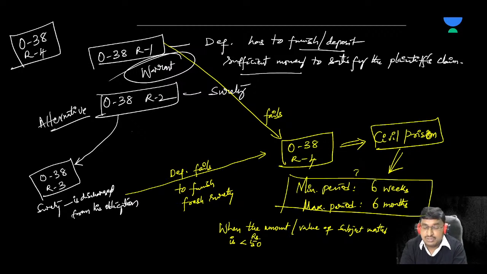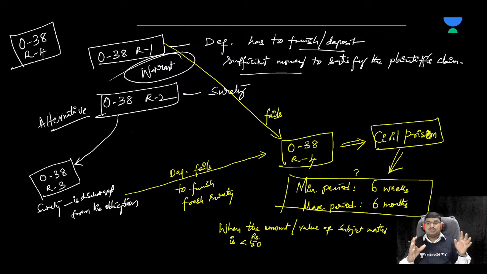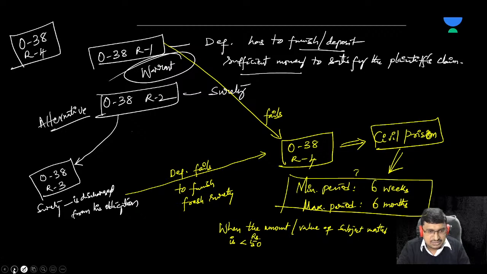Therefore, Order 38 Rule 1 to Rule 4 of C.P.C. is dealing with arrest before judgment. Arrest before judgment, friends. This is about arrest before judgment. Friends, I think you got the point. I think you understood this concept very well.